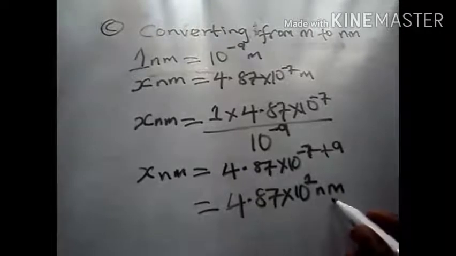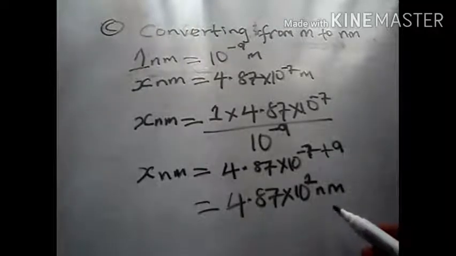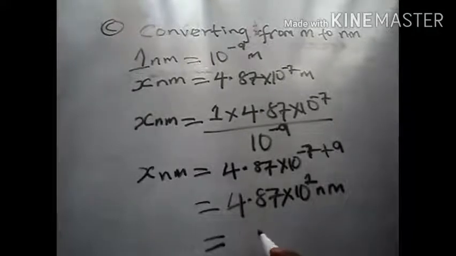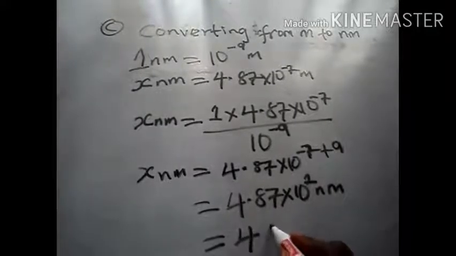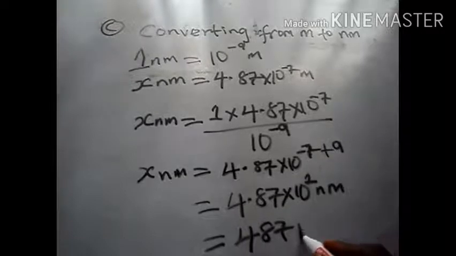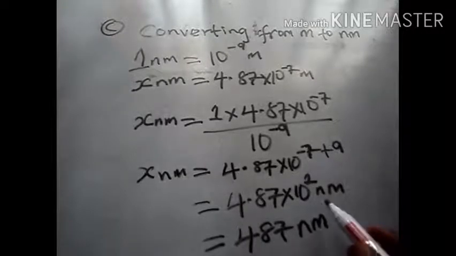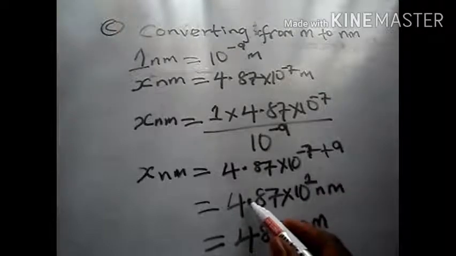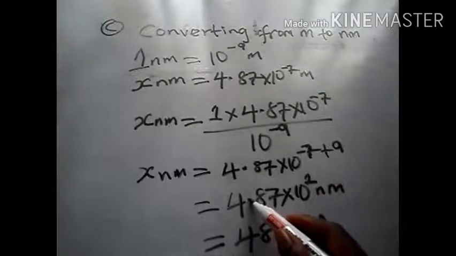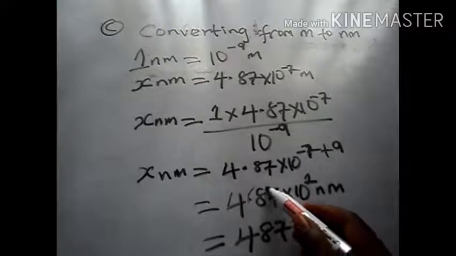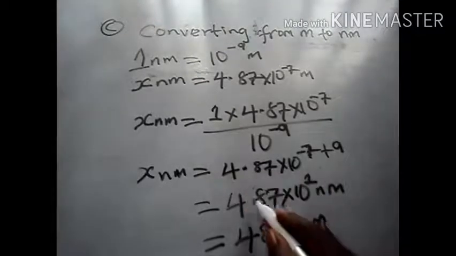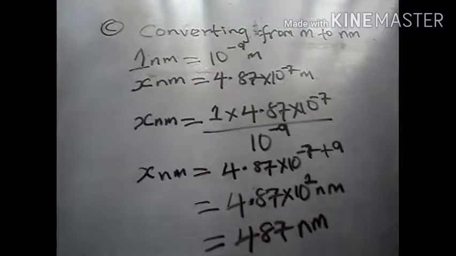If you like, you can leave your answer here, and if you like, you can go further and say 487 nanometer. This positive 2 here has cleared it, so your point moves here for 1 and then here for 2, so we have cleared out the point here.